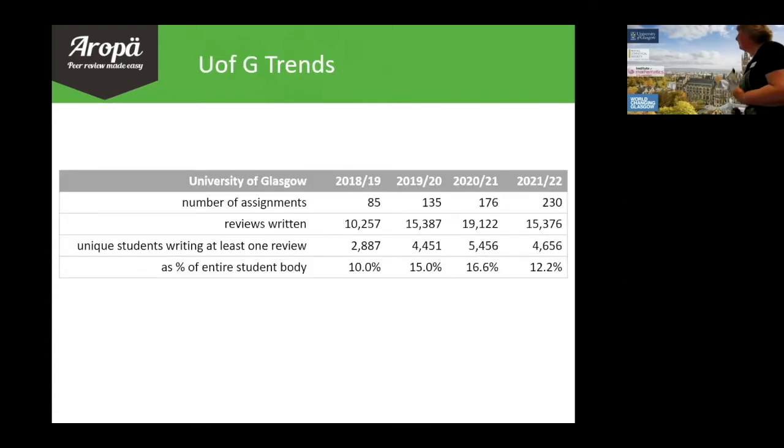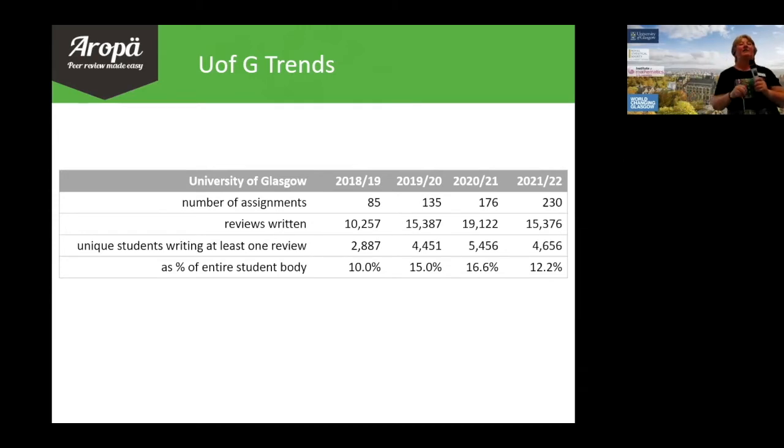I'm just looking at the University of Glasgow, just looking at some trends in time. Obviously the number of assignments has gone up, and particularly gone up over the pandemic, and the unique number of students. This is the percentage of the student body for each of these years. For this year, 12% of the student body at the University of Glasgow have used Aropa to write at least 1 review. It was 16, it's gone down a little bit this year.